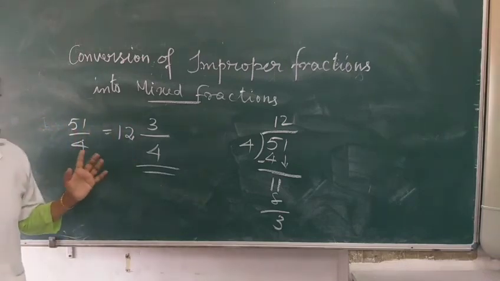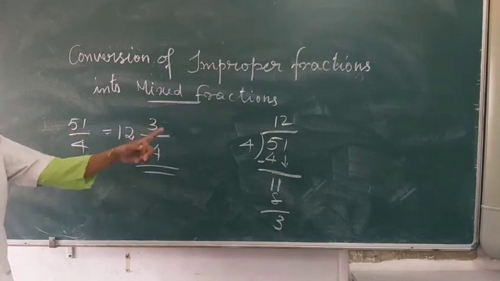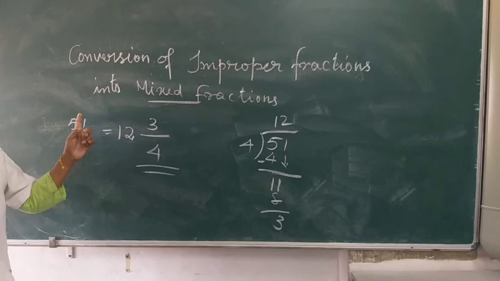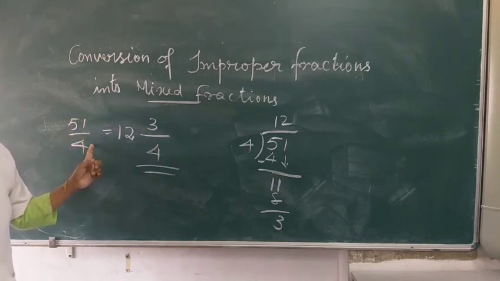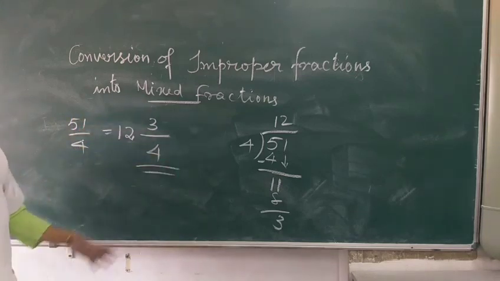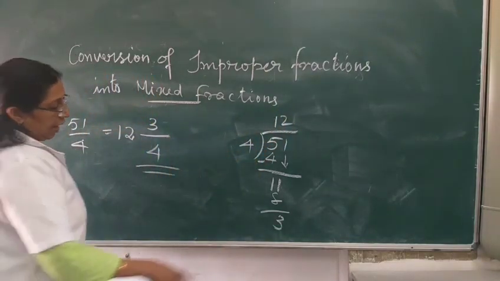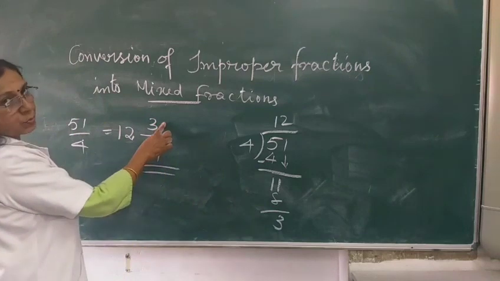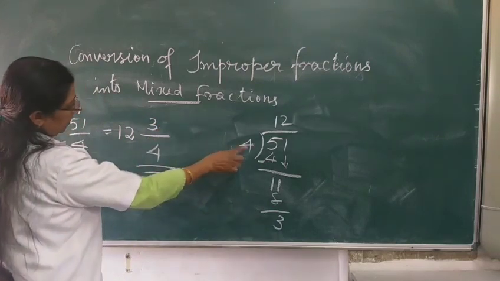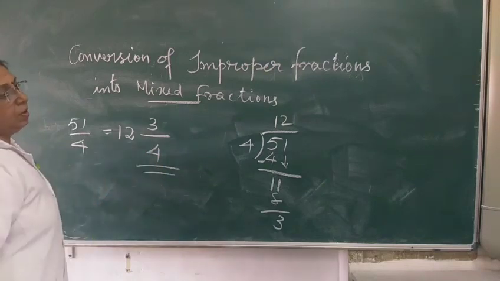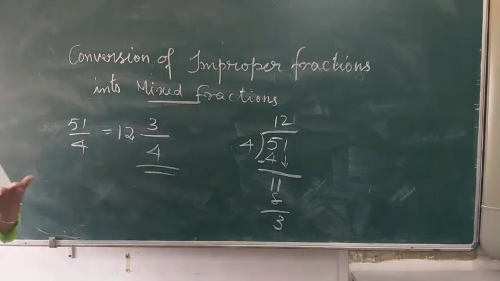To do that, what do you do first? First you divide the numerator by the denominator. After division you get a quotient, that is the whole number of the mixed fraction, and the remainder is the numerator of the proper fraction, and the divisor is the denominator, or you can write the same denominator. These two are the same. This is the way to find the mixed fraction from an improper fraction.